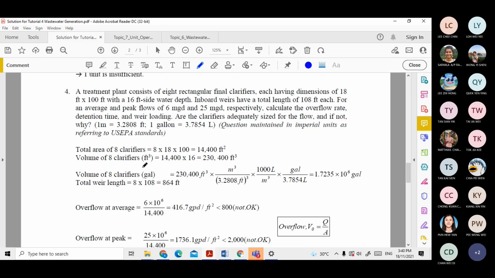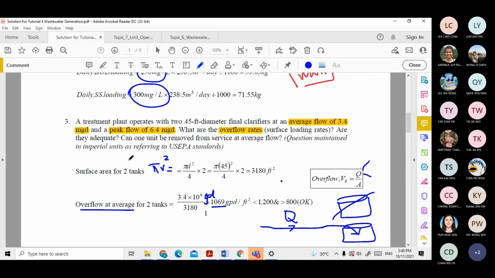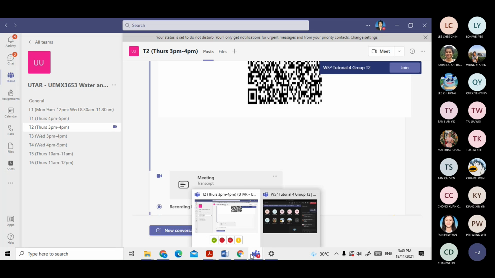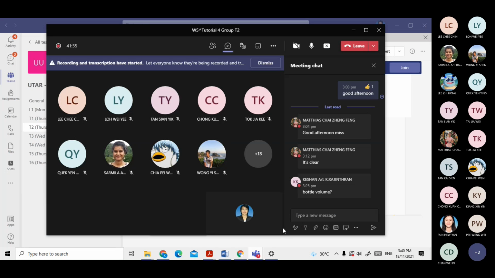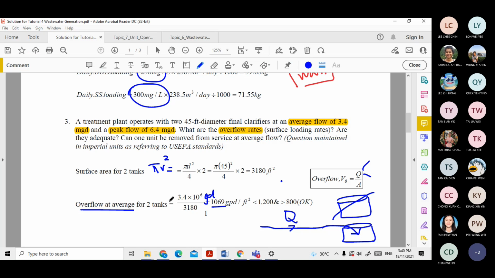Right. So any question for this question 3? Right. So if no, we continue to question 4.